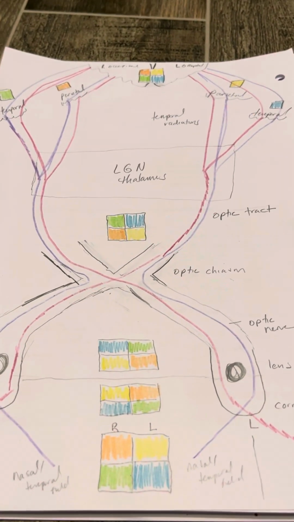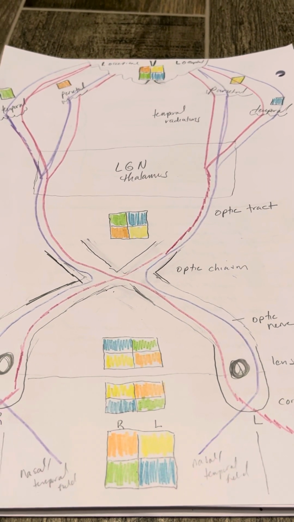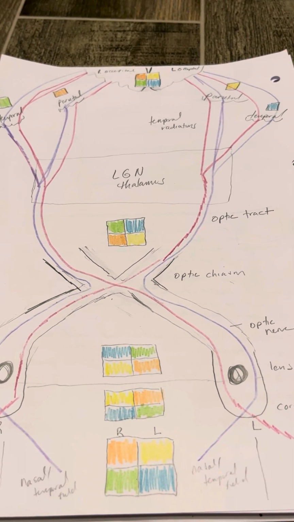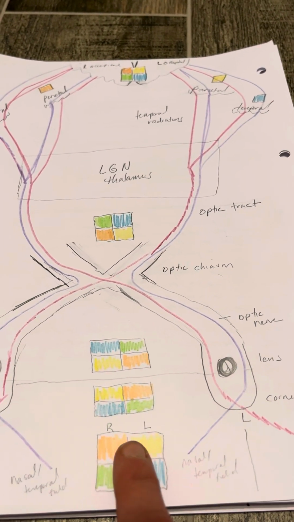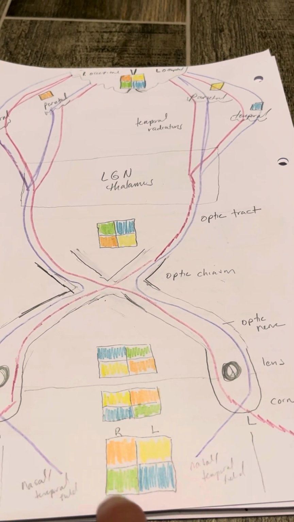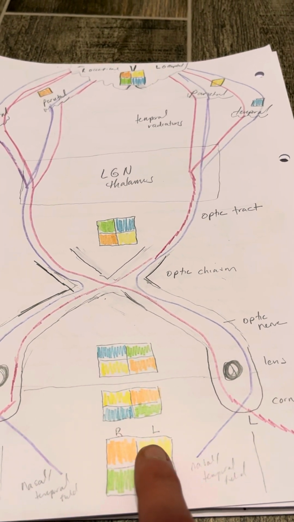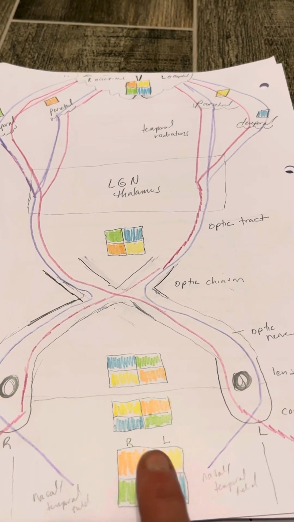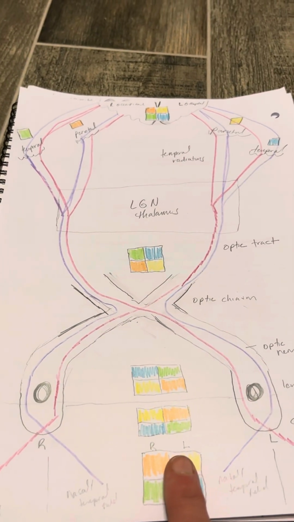Okay, so we're going to talk about the visual pathway. Let's say that you're looking at something in front of you, and what we're looking at is this box here. On the right side, the box is orange at the top and green at the bottom. And on the left side, it is yellow at the top and blue on the bottom. So this is the original image that you're looking at.